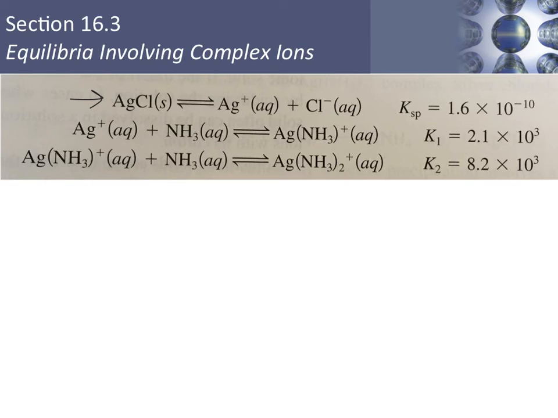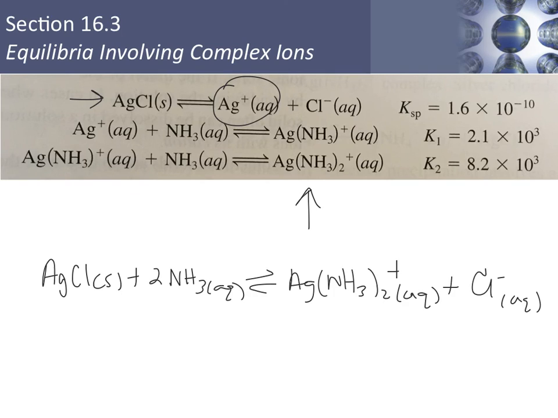However, if we add some ammonia, that's going to be our ligand, we are going to be able to pull some of the silver ion out of solution, forming this complex ion. According to Le Chatelier's principle, if we remove silver ion, the reaction will shift right, and then that's increasing your solubility. We're getting more silver chloride to go into solution. This is the overall reaction.